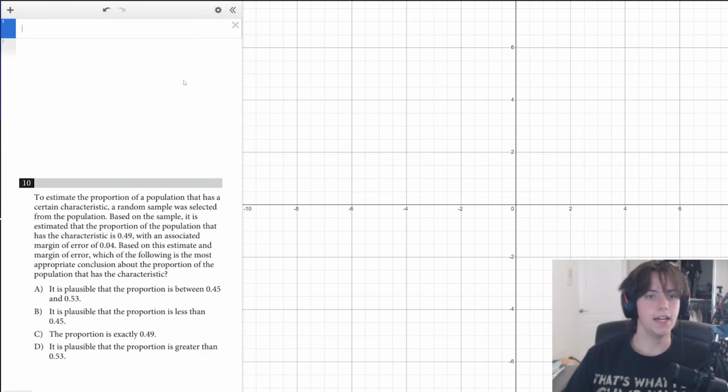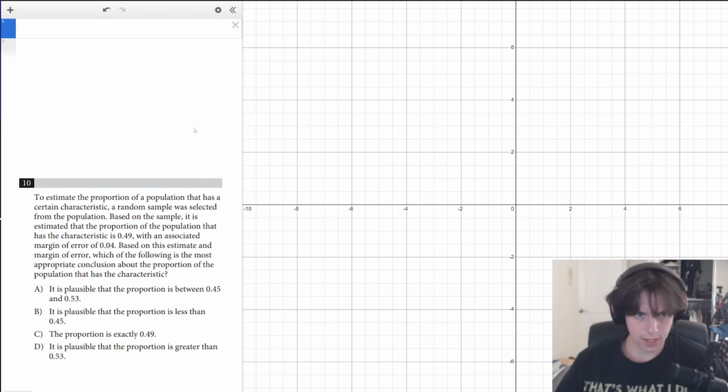Question number 10. To estimate the proportion of a population that has a certain characteristic, a random sample is selected from the population. Based on the sample, it is estimated the proportion of the population that has the characteristic is 0.49, with an associated margin of error of 0.04. Which of the following is the most appropriate conclusion about the proportion of the population that has the characteristic?